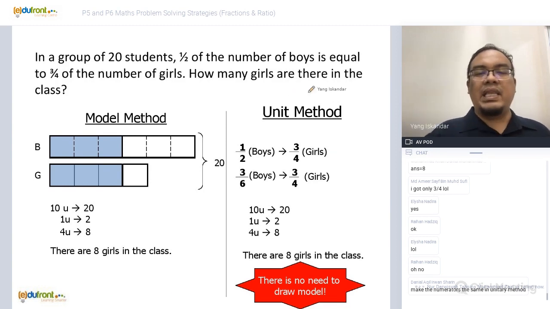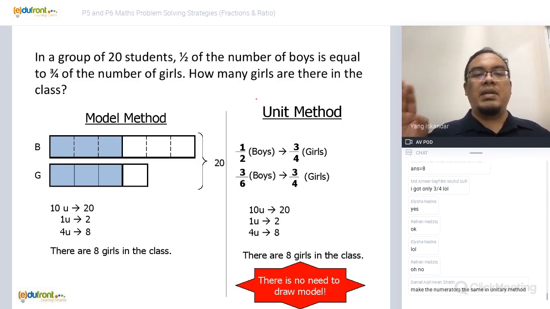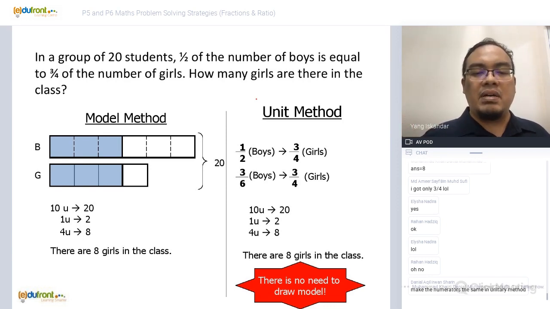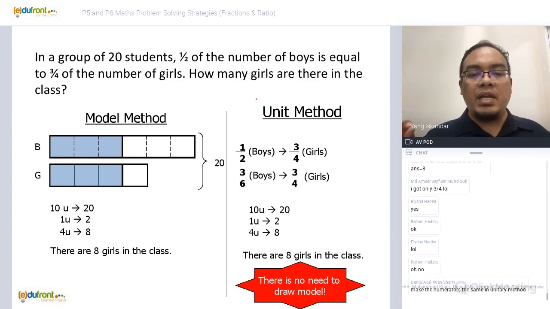Now, this method we call the units method or the unitary method. Remember, I'm going to show you side by side the model method and the unitary method, so that you can compare the concept and see that they are exactly the same. Because sometimes when your teachers teach you in school straight away using the unitary method, they tell you, oh, make the numerator the same. Then you just blindly remember to make the numerator the same, but you don't understand why you need to make the numerator the same, right?